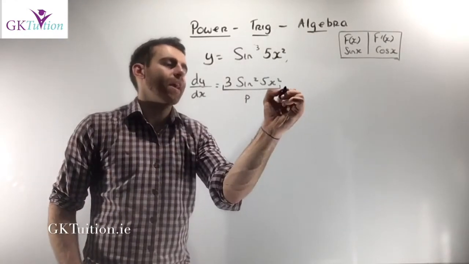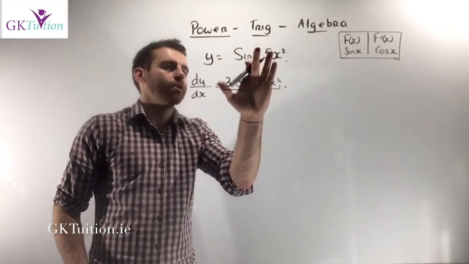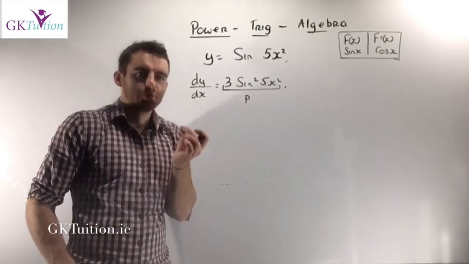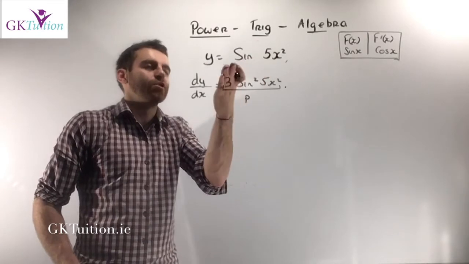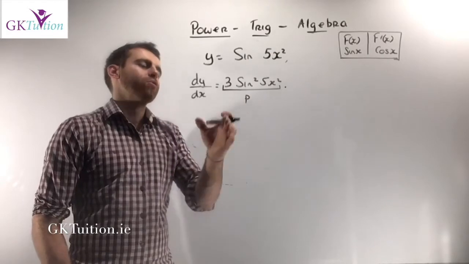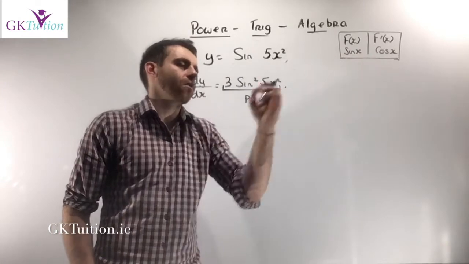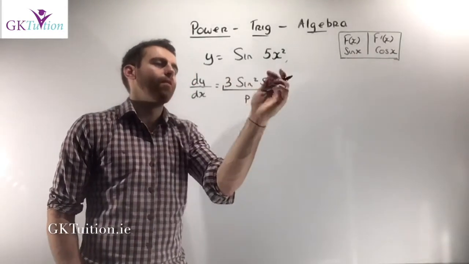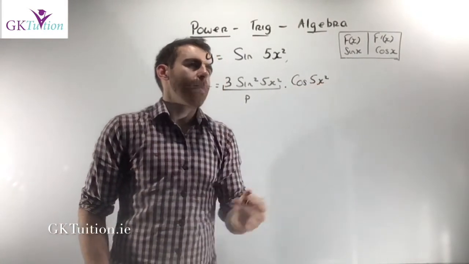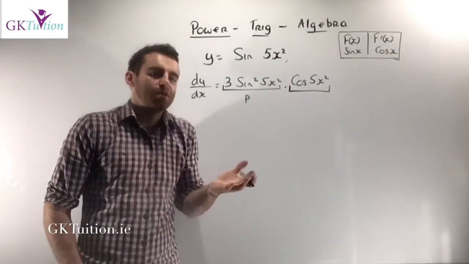In order to differentiate the next bit, I'm now only concerned with the trigonometry. I've already dealt with the power, so in my mind I would imagine that the cubed is gone. Obviously in an exam you can't actually eliminate the cubed, but in my mind now, it's as if I'm just differentiating sine 5x squared. And I'm only going to worry about the trig now. The derivative of sine of an angle, well, according to my maths tables, the derivative of sine of an angle is just cos of that angle. So the derivative of sine 5x squared is just cos 5x squared. And I've dealt with the trig. That's my second step. The derivative of sine 5x squared is just cos 5x squared.